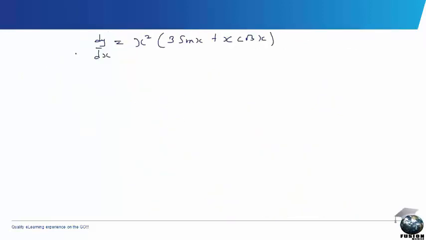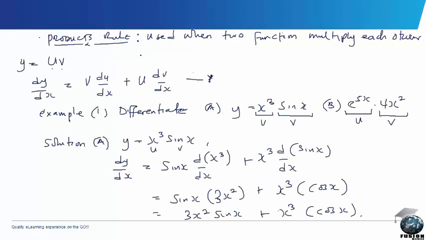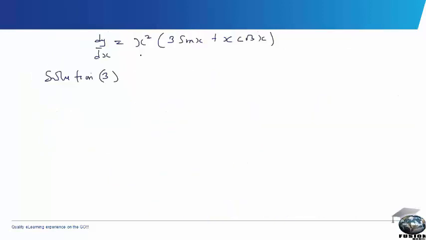Check for the second solution, solution B. In solution B we are given exponential raised to power 5x times 4x squared.